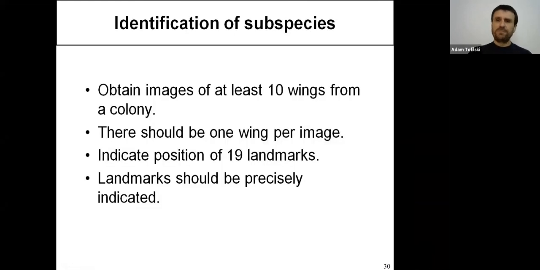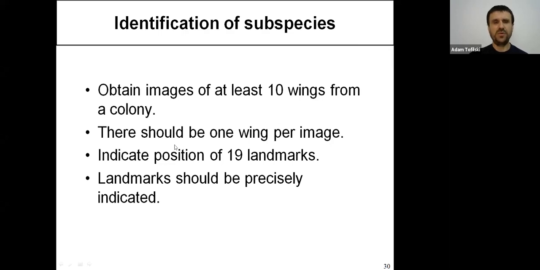When you try to measure or identify the subspecies of a colony, you should not use a single wing. You should measure at least 10 of them. It would be even better if you use 20. So it should be between 10 and 20. The more wings you measure, the more precise the measurements will be. And for my software, it should be one wing per image.